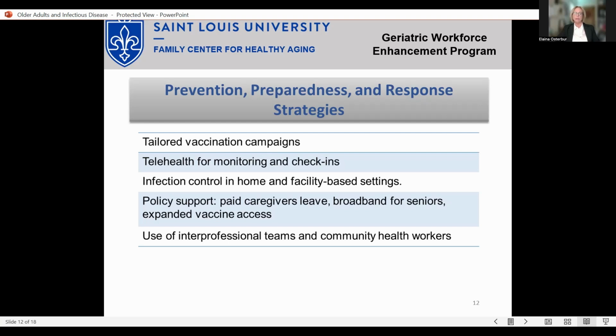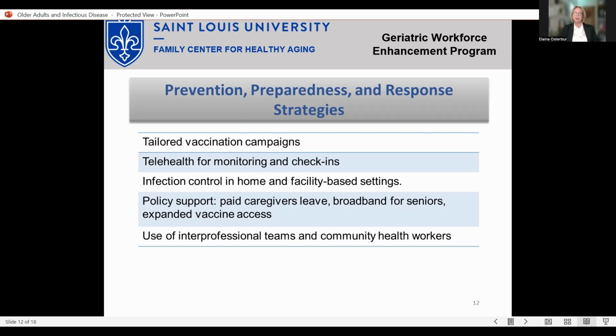Telehealth for monitoring and check-ins. Telehealth helps maintain regular health monitoring while reducing exposure risk. Training older adults in how to access telehealth. Telehealth enables remote symptom tracking and medication management as well. It facilitates follow-up care for chronic conditions that are impacted by infectious diseases. It reduces the burden of transportation and mobility barriers and offers emotional support and mental health check-ins during isolation.